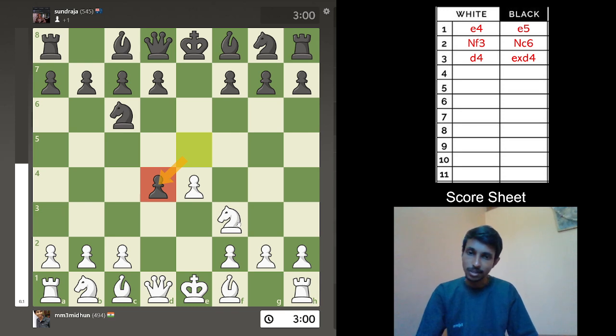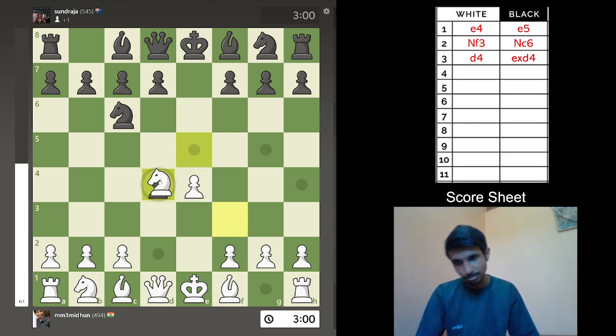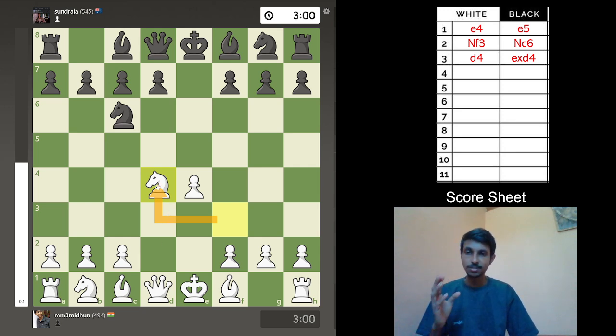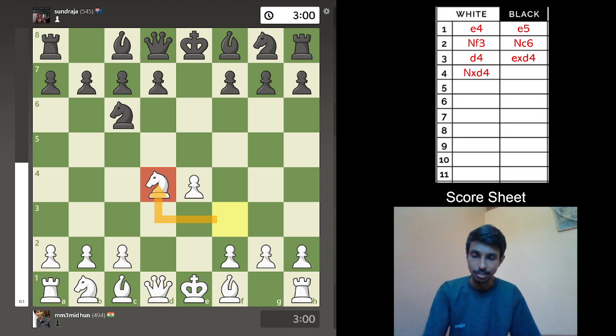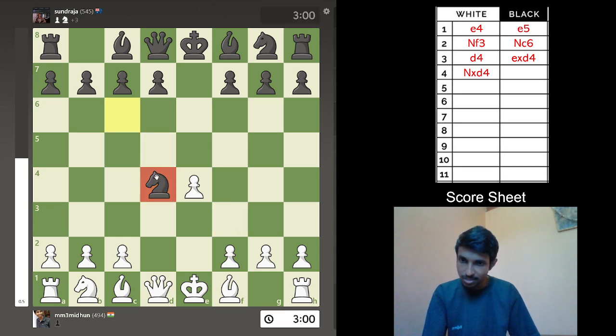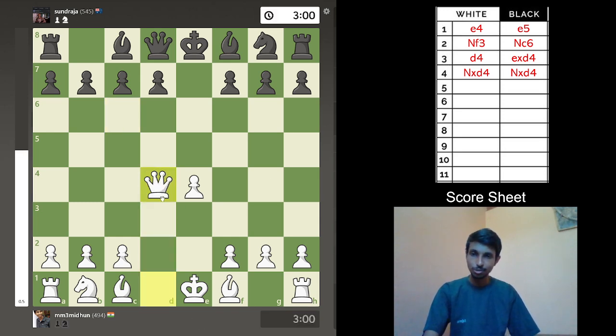Now let us make a capture, capturing back the pawn with the knight. Again, how do you write this? Knight takes d4. So it is Nxd4. Same thing. Now his knight captures our knight. What square is this? d4. So the same thing, Nxd4. Now let's capture back with the queen. So Qxd4. Queen takes d4.